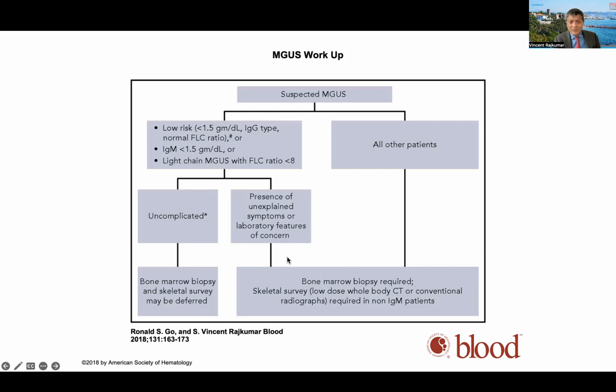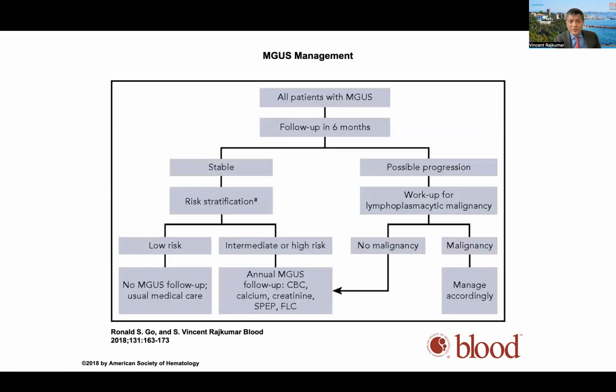All other patients, though, or if you have any concerns, go ahead and do the bone marrow biopsy, go ahead and do the skeletal survey, and then you will get your final risk stratification. How do you follow them? All patients with MGUS, whether they are low risk or high risk, you recheck in 6 months. If it's stable, for these patients whom I said are low risk, you don't need to do any more annual follow-up, just usual medical care. And if they have symptoms suggestive of myeloma, at that time you can reevaluate them.